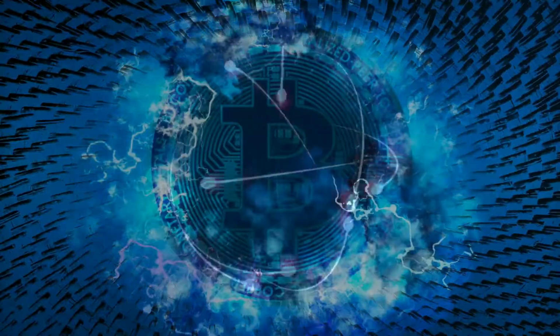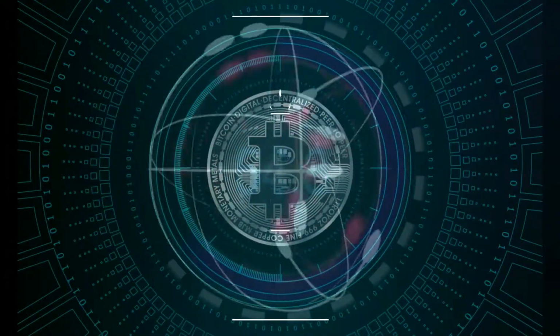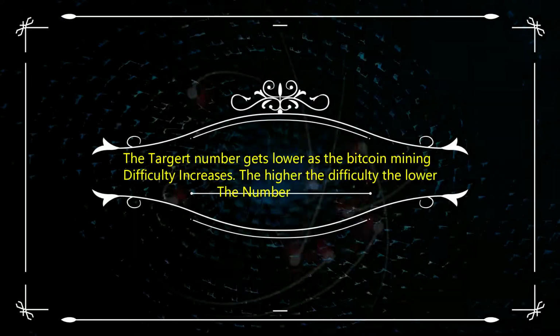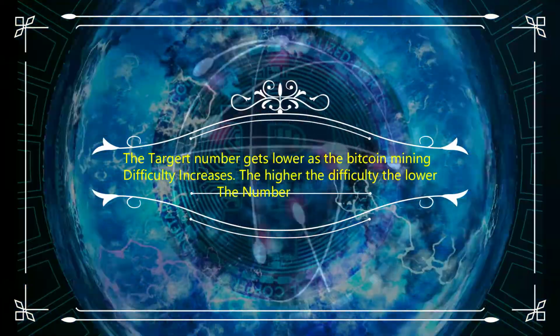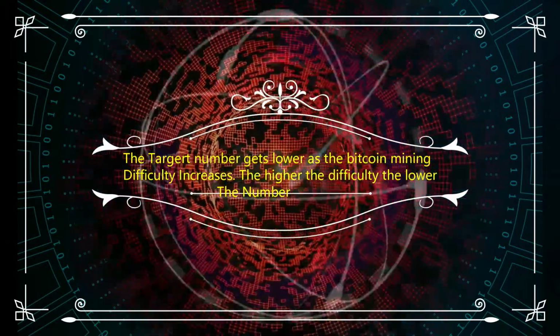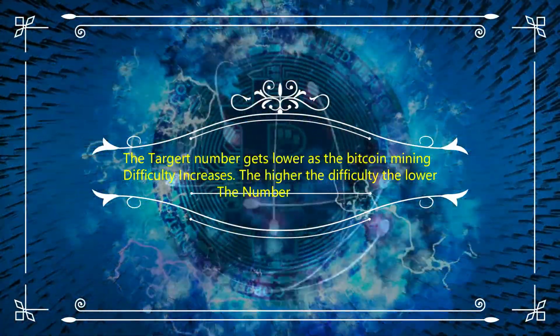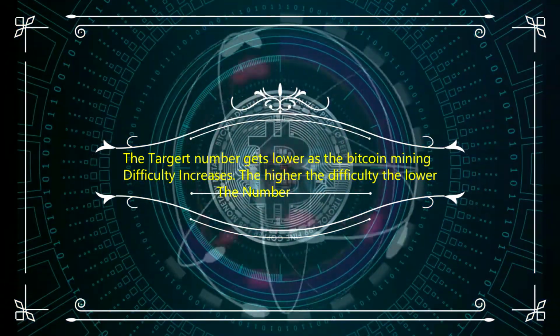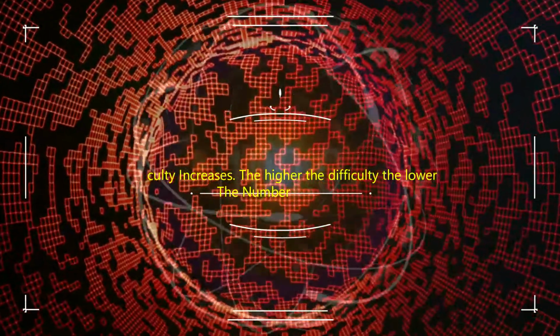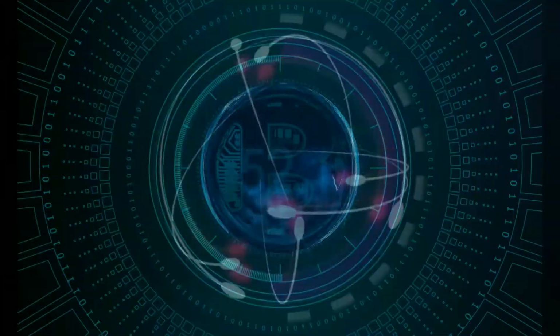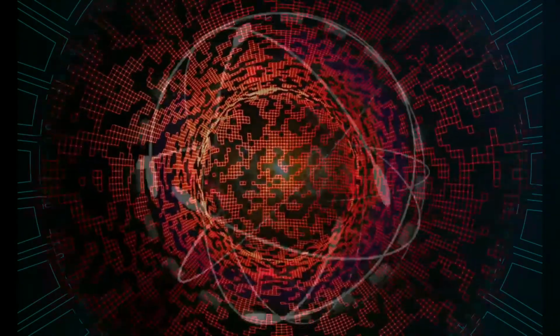The more people that are mining, the lower the target number will be. So the higher the difficulty, the lower the target number will be. The harder it will be for the miner to guess the nonce. The hash of the block must be less than the target number to be accepted. This is the puzzle that miners compete to find the solution to. The only thing they are doing is guessing the nonce.